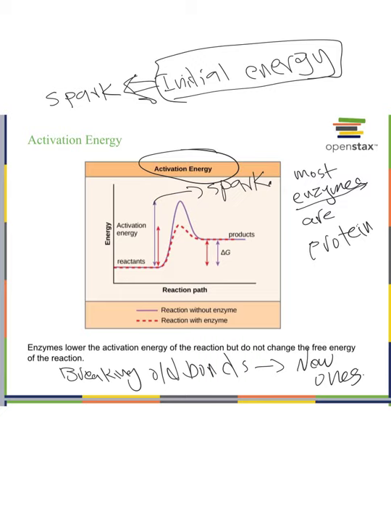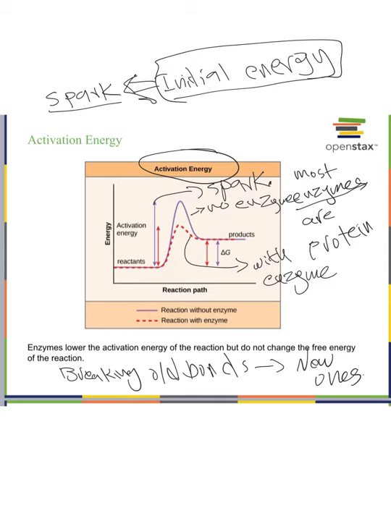So in here you have two lines for the energy profile. The purple one is with no enzyme, and the red one is with enzyme. So what is the enzyme doing? The enzyme is lowering the activation energy. So you don't need as high a temperature or this big spark and lighter fluid in order to make this thing happen.